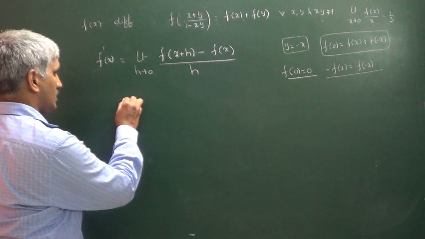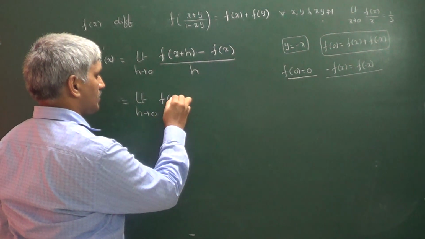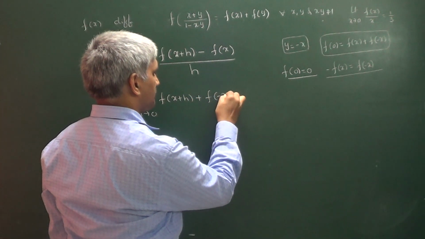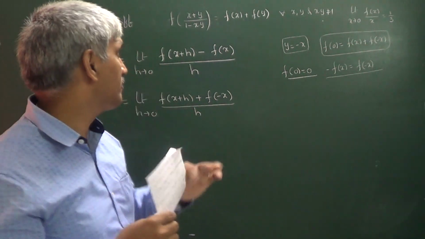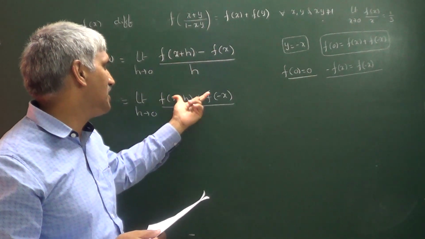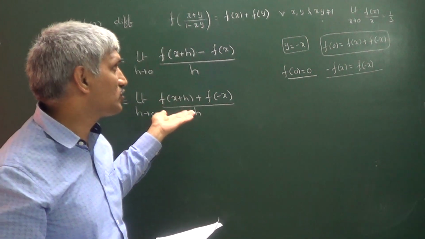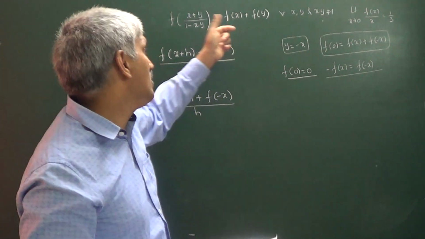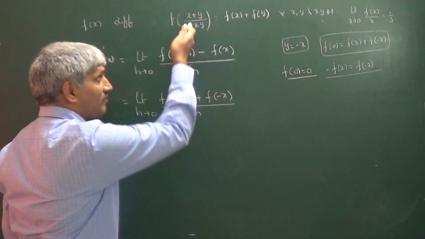So observe now, this can be written as limit h tends to 0, f of x plus h plus f of minus x divided by h. I am just observing the equation from this side, right? This is not appearing here, and at the same time, getting into this form is not easy. That's why I am observing from this. Wherever f of x plus f of y is there, we can write it in this way.